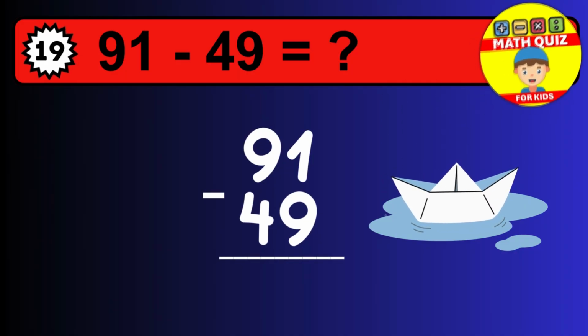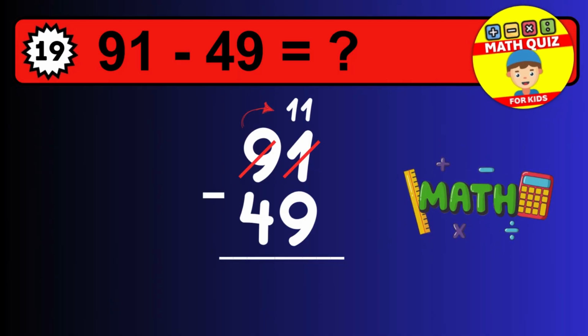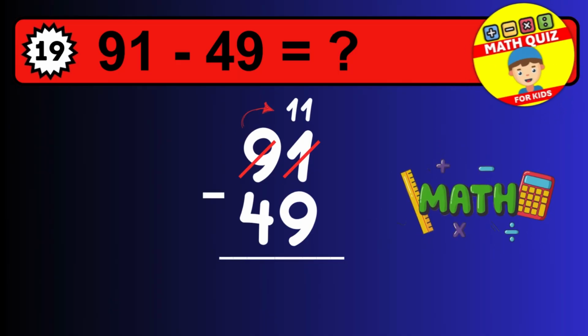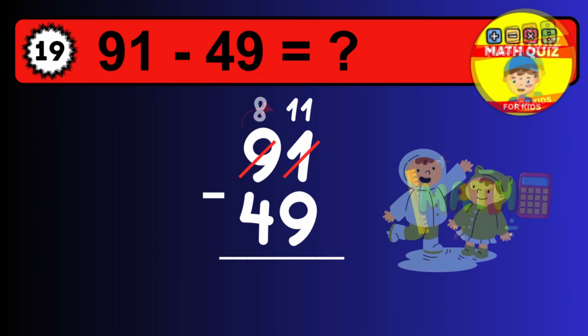Let's solve this step by step. We start with the units. 1 minus 9 is not possible, so we need to regroup. We take one 10 from the tens column. Now we have 8 tens, and the units become 11.